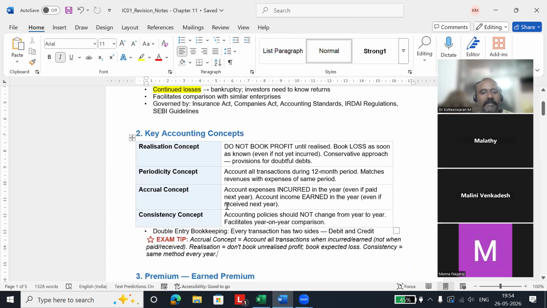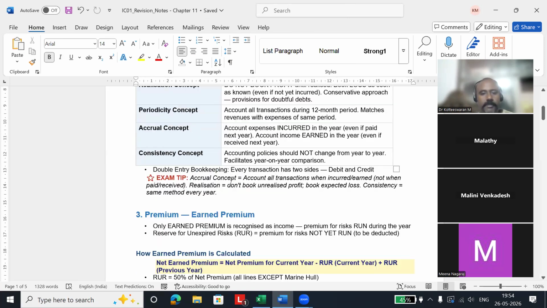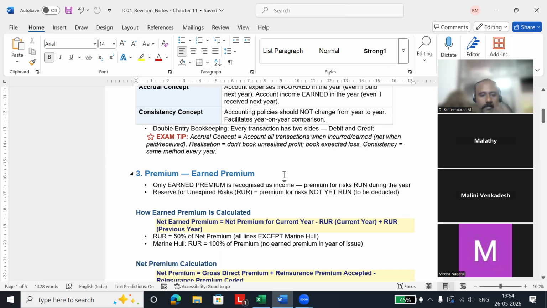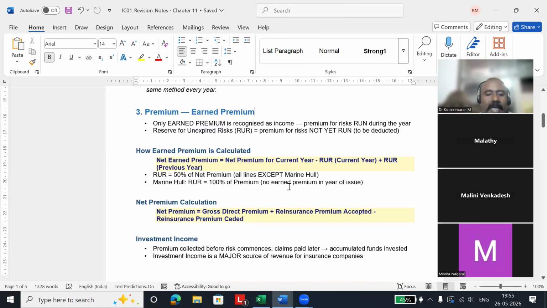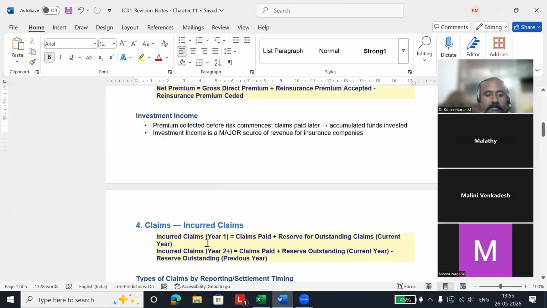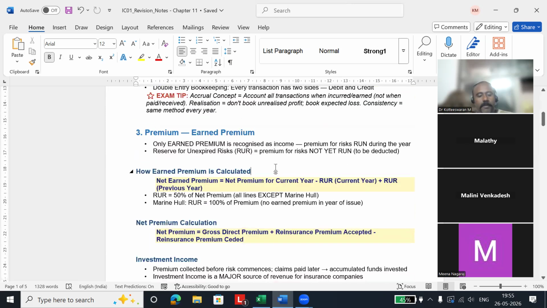Okay. So we have seen the accounting concepts. Now we are going to see about the premiums. After that, we'll see about income, investment income. After that, claims. Okay. So premiums, how the premiums are going to be accounted, how we are going to calculate net earned premium. There are net premium, net earned premium, gross premium, direct premium. There are multiple premiums. So we are going to see one by one, how the premiums are accounted and how to calculate the earned premium.